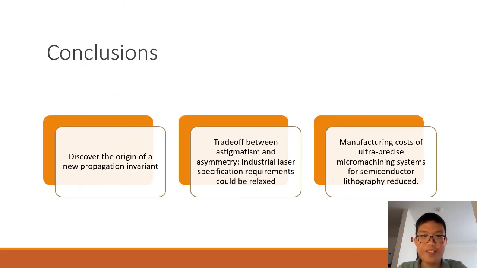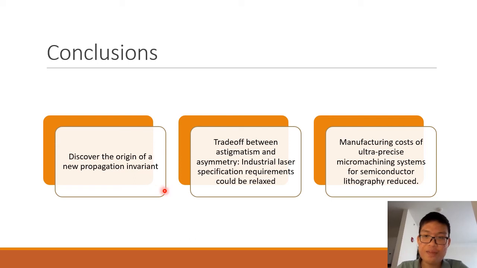So, in conclusion, the previous research has proposed a whole new class of propagation invariant, which is the extremal ellipticity, and our research has proven that the origin of such a new propagation invariant is simply the orbital angular momentum. And we have proven that for a very broad class of Gaussian beams, so general and simple astigmatic, for the fundamental and both the Hermite-Gaussian modes.